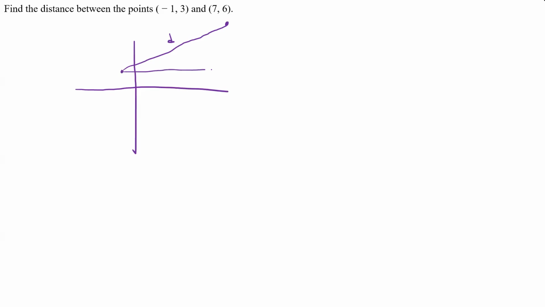Now we need to find what each of those are. Again, that's (7, 6), and that's (-1, 3). Not drawn to scale, but pretty close anyway. All right, so how far is distance x? Well, we're going from 7 down to -1, so that's going to be an 8 distance, right? And going from 3 up to 6, that's a 3 distance, okay?